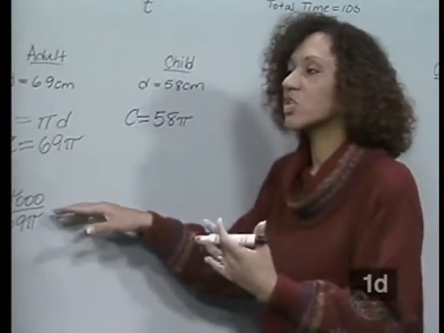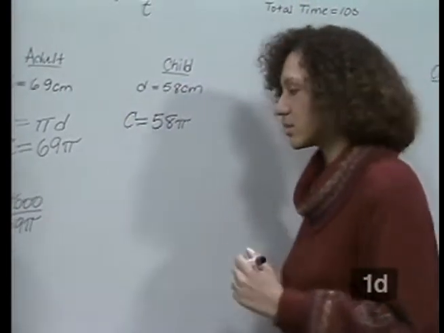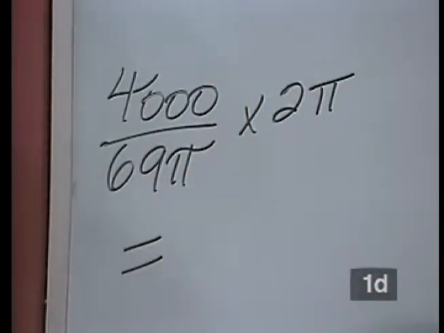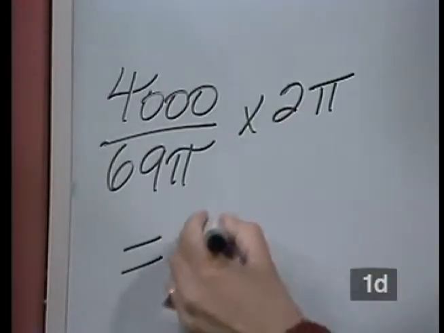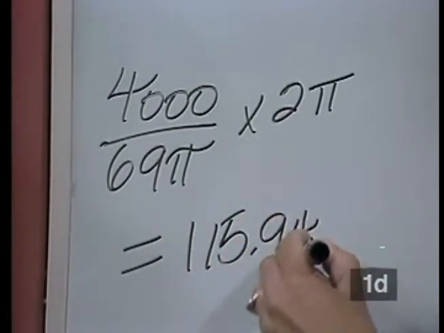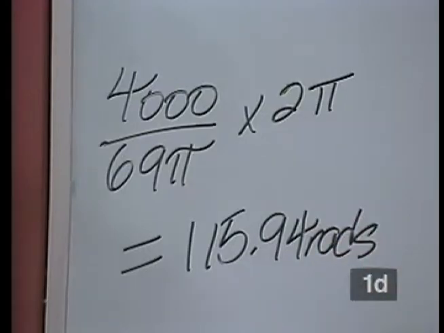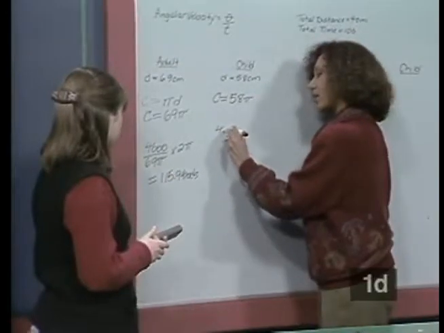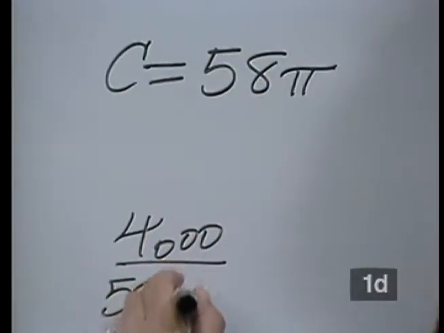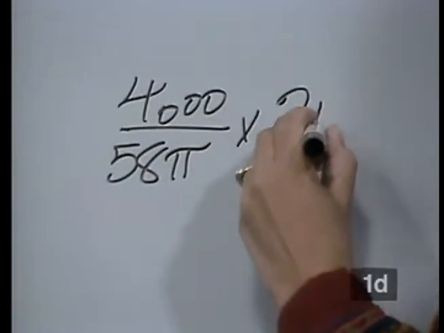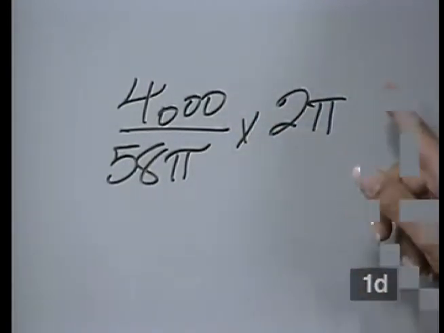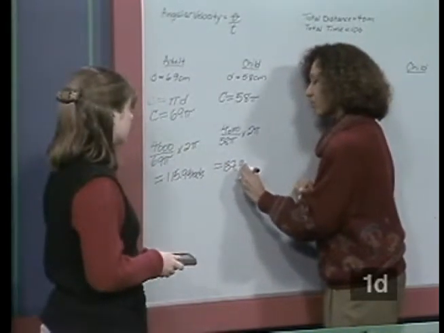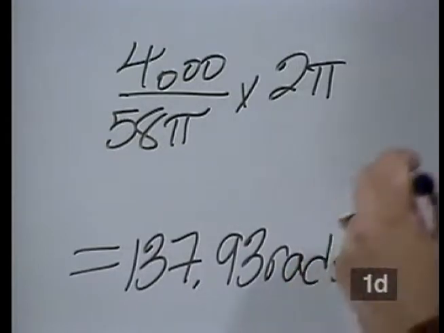How are we going to transform that into an angle measurement in radians? We can just times it by 2 pi. Multiply that by 2 pi. And what do we get for the number of radians? 115.94 radians. And what about the child, just to do a comparison here? We would divide 4,000 centimeters. Right, divided by? 58 pi. And times it by 2 pi again. And we find that the child's bicycle wheel has rotated through? 137.93 radians.